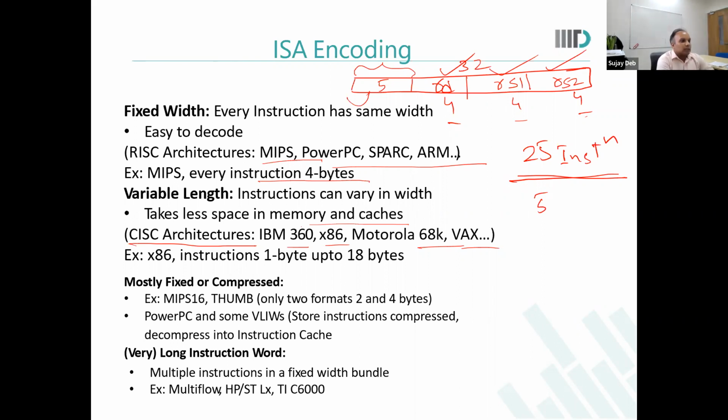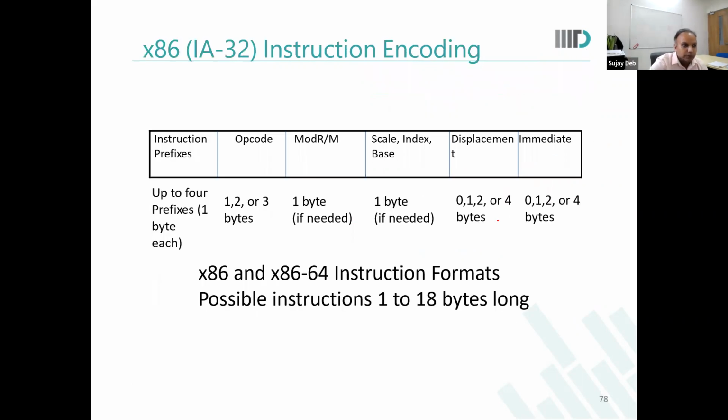So all these things are properties of the ISA. All these specifications are from the ISA. This is one example of x86 instruction encoding. Again, I'll leave it to you to look at closely. Since it's a variable length instruction, each of these fields can take a variable number of bytes to be represented, and each instruction can be from 1 byte to 18 bytes. So the variations are that much.